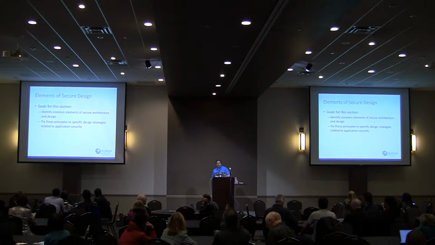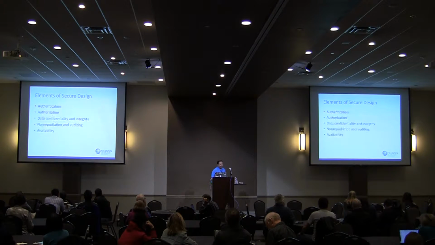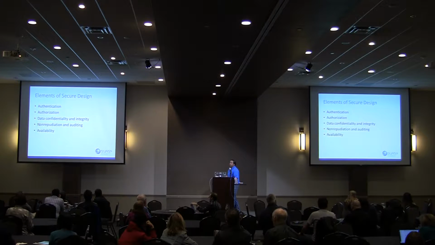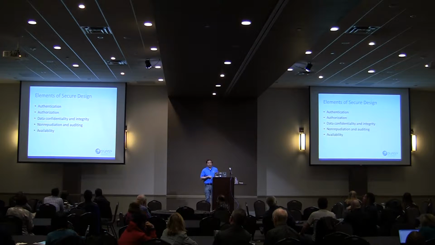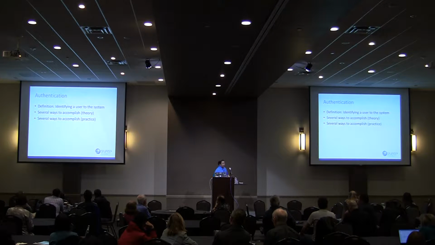So identify common elements of secure architecture and design, and then tie those principles back to what we've learned, the application security stuff. So these are the elements of secure design: authentication, authorization, data confidentiality and integrity, non-repudiation, and auditing and availability. In terms of authentication, authentication is identifying a user to a system.